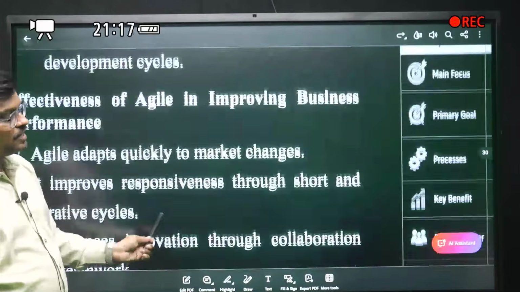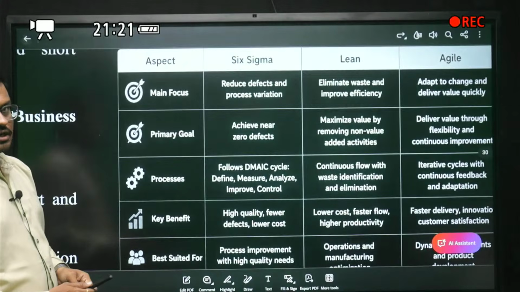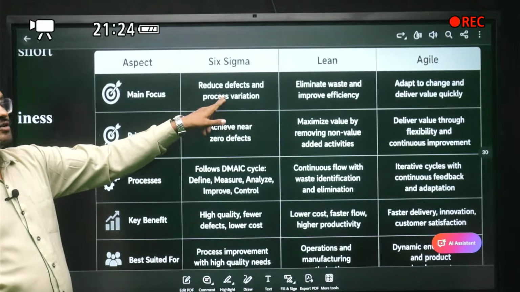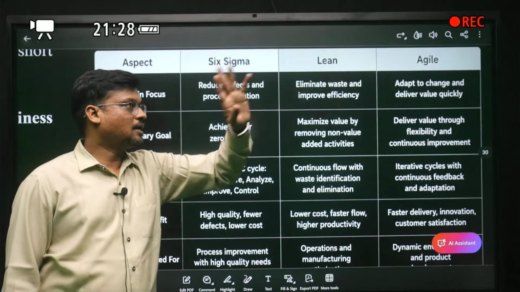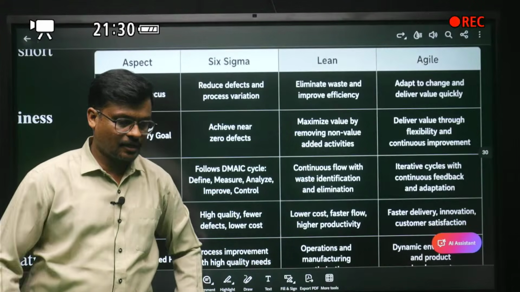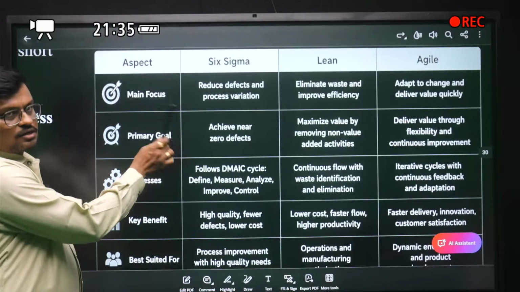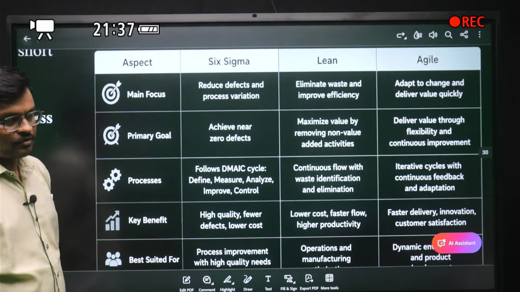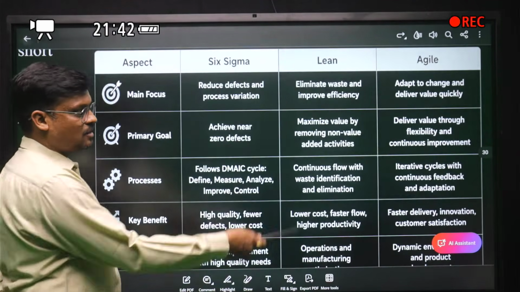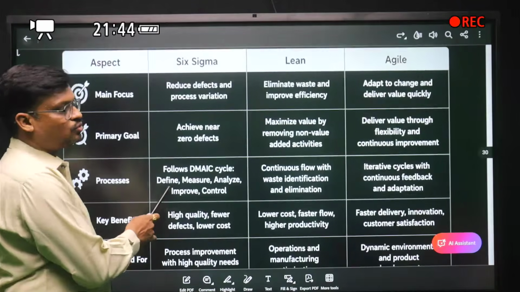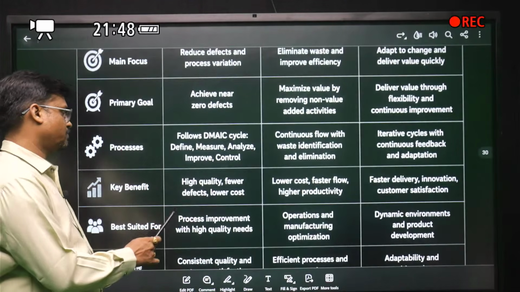Okay, we will have a very quick revision of it. The main focus of Six Sigma is reducing defects, whereas lean is eliminating waste. Whereas agile adapts to change and delivers the product very quickly. Primary goal: achieve zero defects in your performance. Maximize value by removing non-value-adding activities. Agile delivers value through flexibility and continuous improvement by taking continuous feedback from the user.